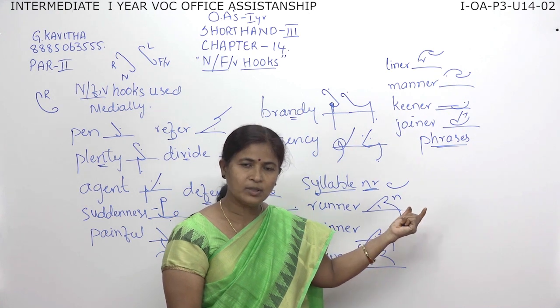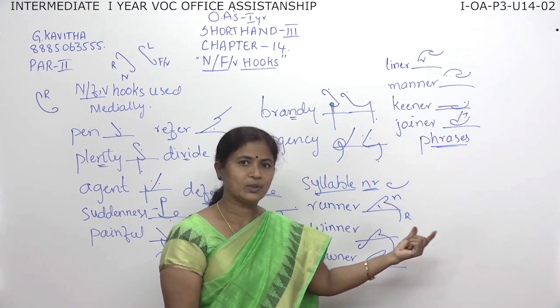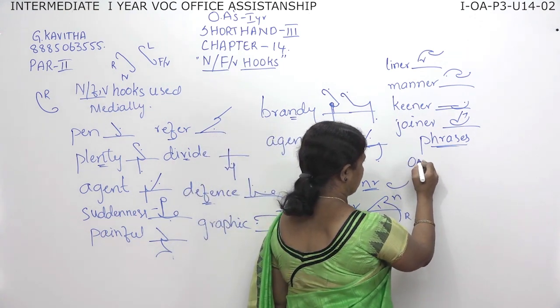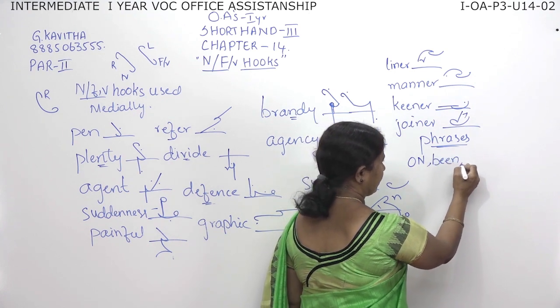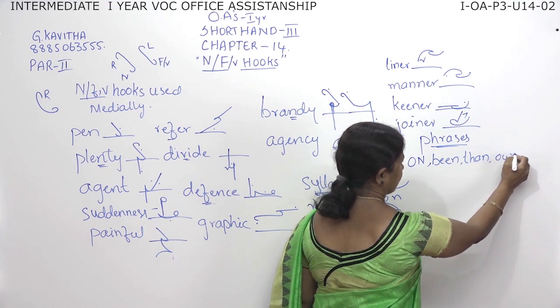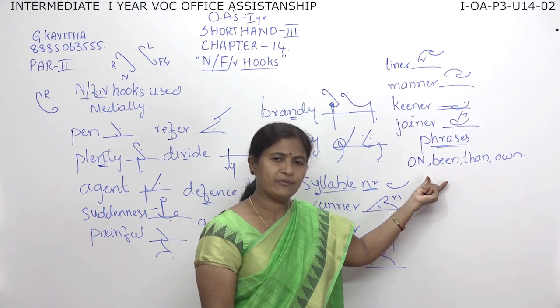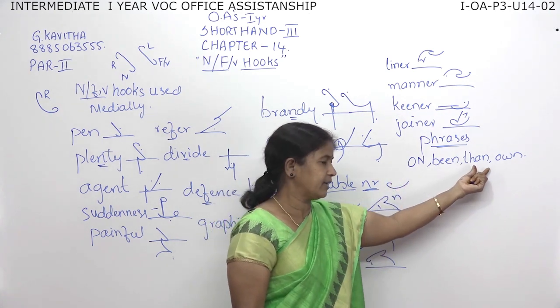If we join enok in a phrase, what sounds do we get, what sounds do the words have? On, been, than, own. Suppose if we write enok in phrases, we get the sound of on, been, than, and own.